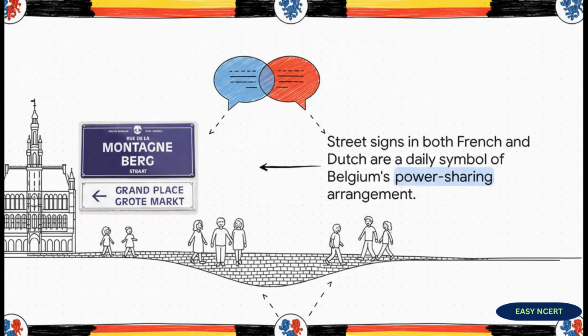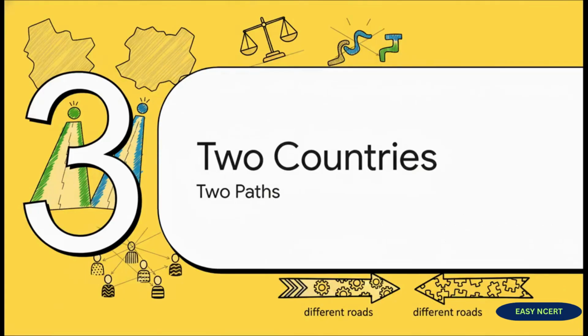Something as simple as a street sign, written in both French and Dutch, becomes this constant, visible symbol that this is a shared country where every community is respected. So, there we have it. 2 democracies, both facing ethnic diversity, but they took completely opposite roads. Let's just put them side by side to really see the difference.